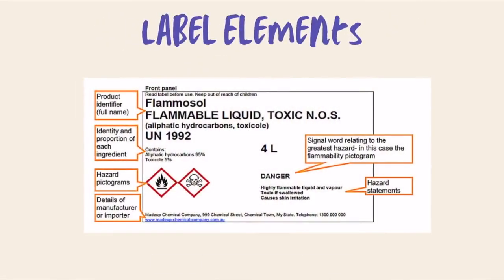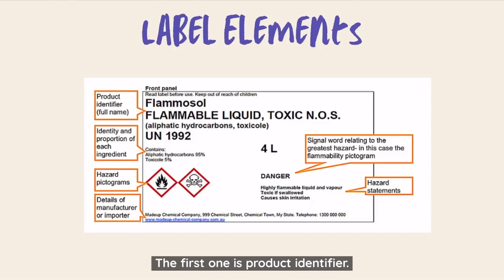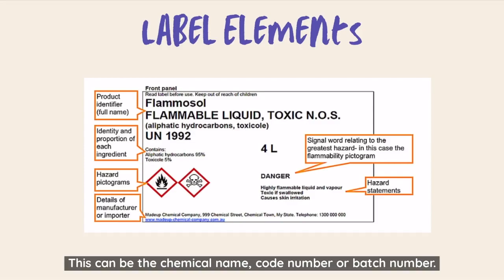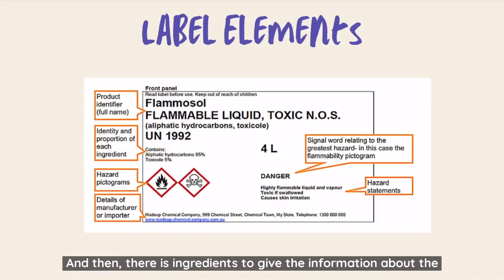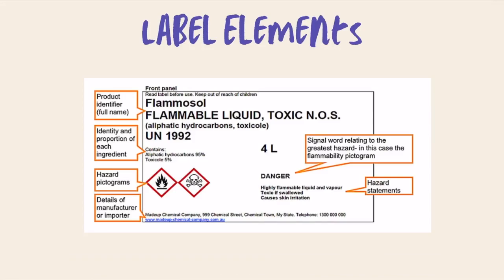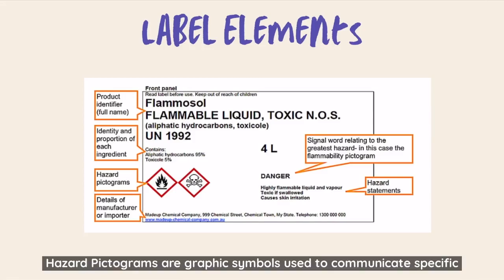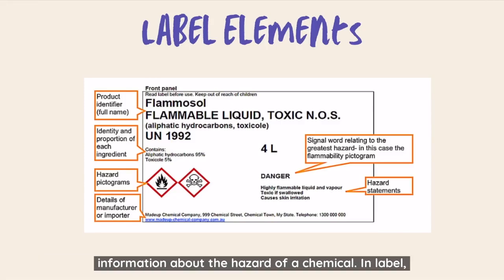Label elements. The first one is the product identifier. This is to know how the chemical is identified. This can be the chemical name, code number, or batch number. And then there are ingredients, to give information about the proportion of each ingredient contained in the chemical. Hazard pictograms are graphic symbols used to communicate specific information about the hazard of a chemical.